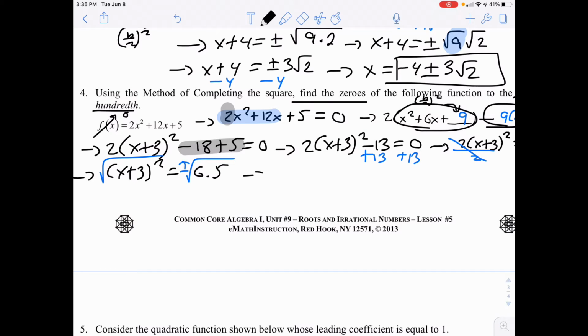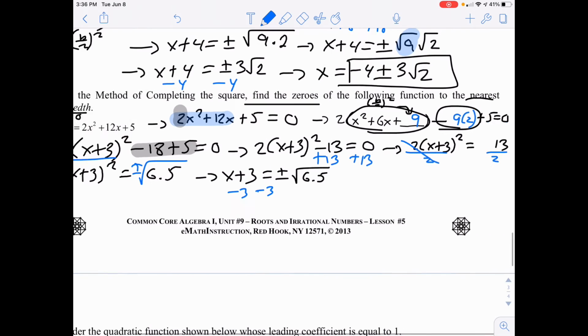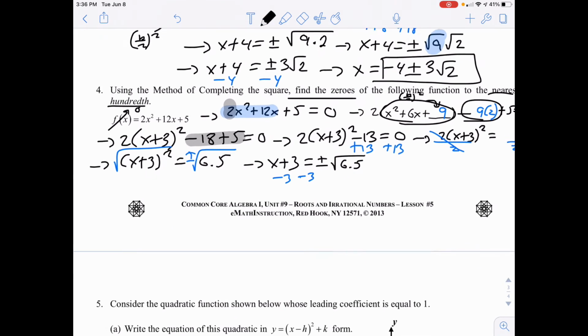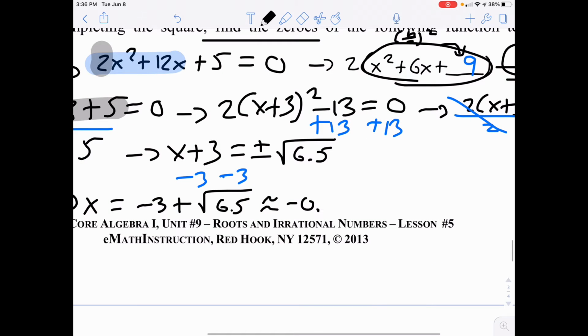So in other words, this becomes x plus 3 is equal to plus or minus the square root of 6.5. Subtract your 3 and then put it in the calculator. This becomes x is equal to negative 3 plus the square root of 6.5, which is approximately, put that in our calculator, negative 3 plus the square root of 6.5, and we get about negative 0.45. So that would be one solution.